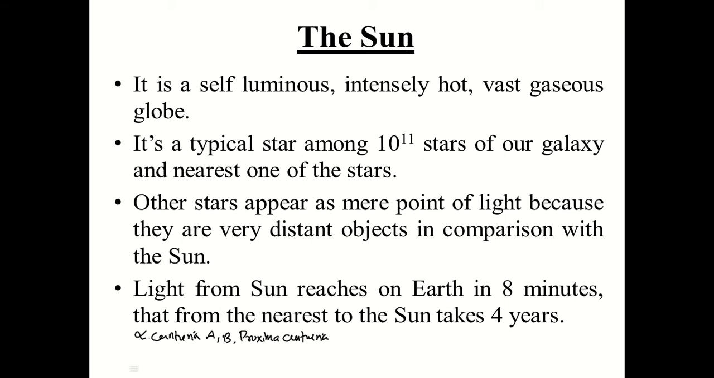So the nearest star is the sun, and the next nearest is the triple star system named Alpha Centauri A, Alpha Centauri B and Proxima Centauri. The light from the sun reaches earth within 8 minutes, but the light from the next nearest star system takes 4 years to reach earth. So you can compare how far this next nearest star system is compared to the distance between earth and sun.